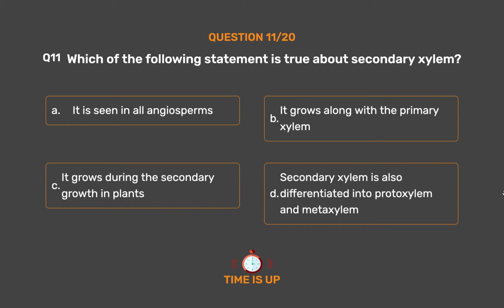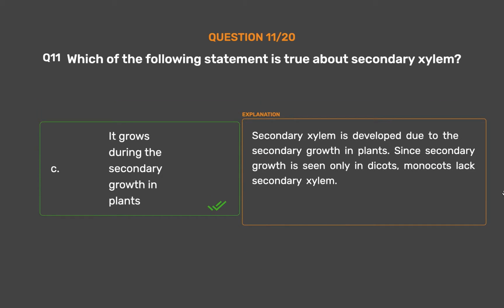The correct answer is option C. It grows during the secondary growth in plants. Secondary xylem is developed due to the secondary growth in plants. Since secondary growth is seen only in dicots, monocots lack secondary xylem.